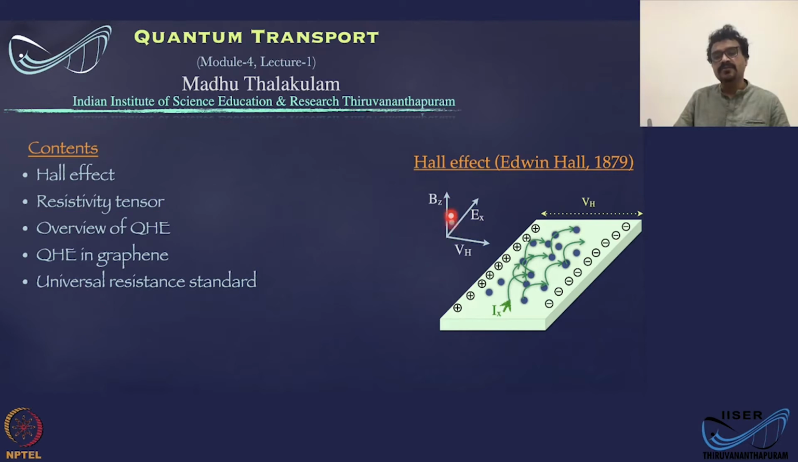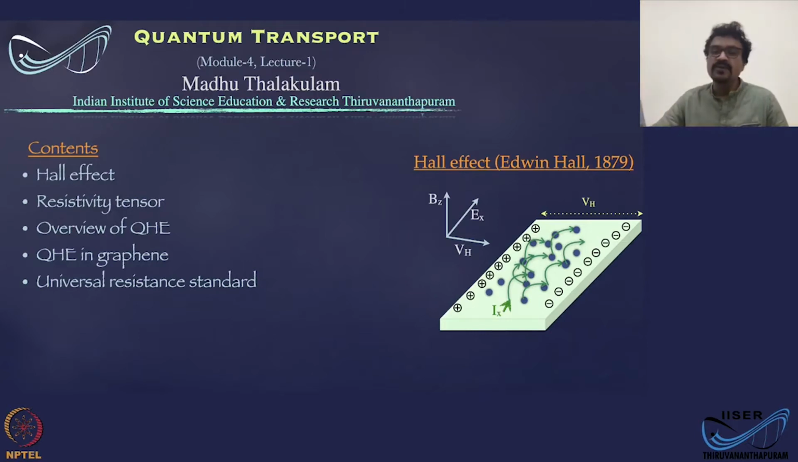So what you have here is a conducting material, and a magnetic field applied perpendicular, normal to the plane, and you have an electric field along the plane of the sample. The transport of electrons is driven by a lot of collision processes, as described by the Drude picture, Drude's theory.